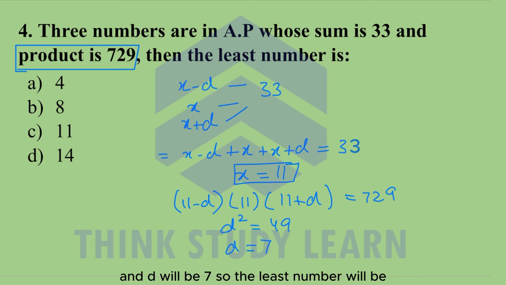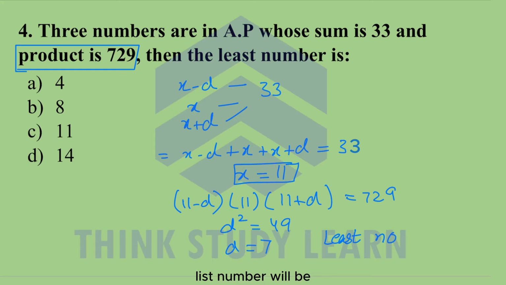So the least number will be 11 minus 7, that will be equal to 4. A option is the right answer.